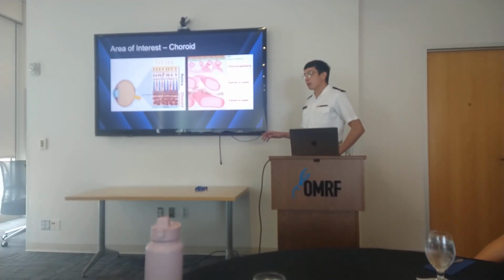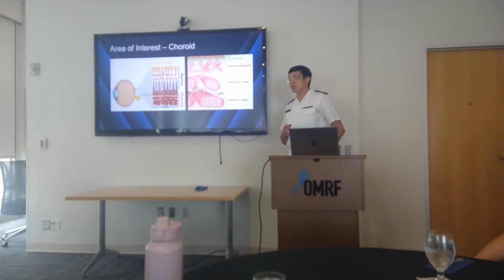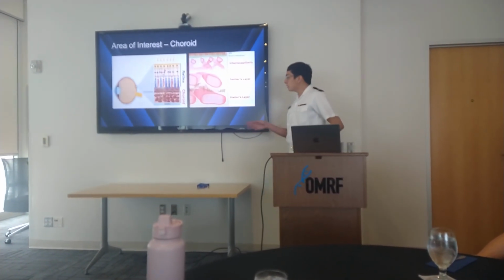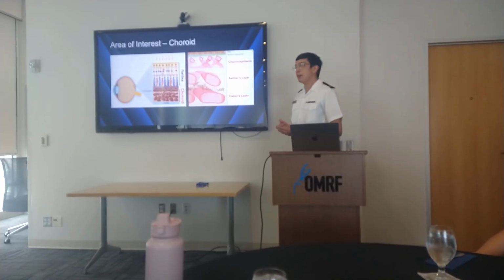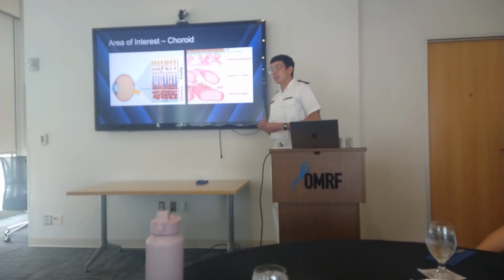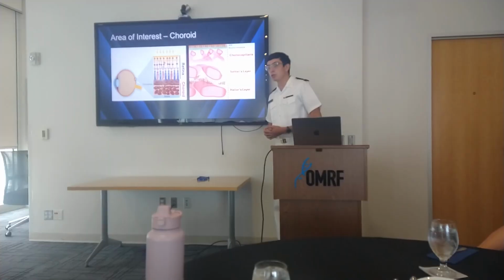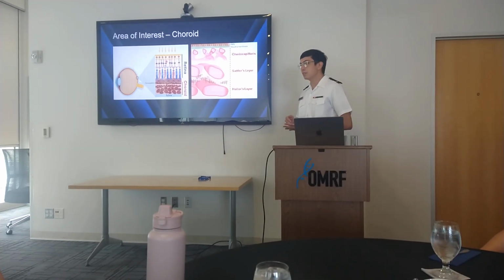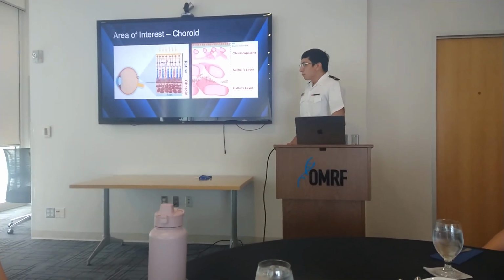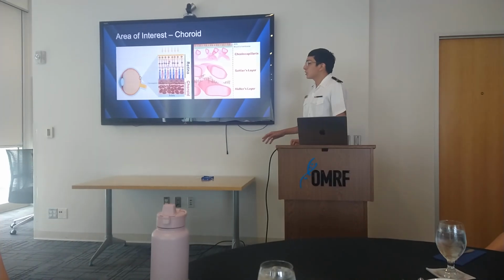So, the first part, I mentioned earlier that we're studying the choroid. The reason why we're interested in the choroid is because in patients with age-related macular degeneration, there is a distinct regression of vessels inside the choroid prior to damage to the macula. Because of this, we decided that we're going to study the choroid.